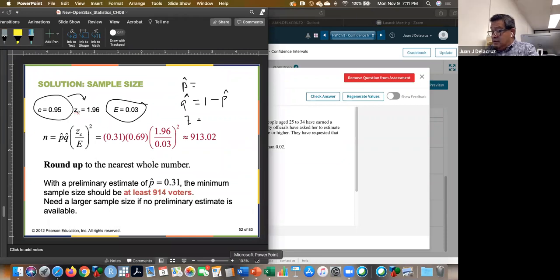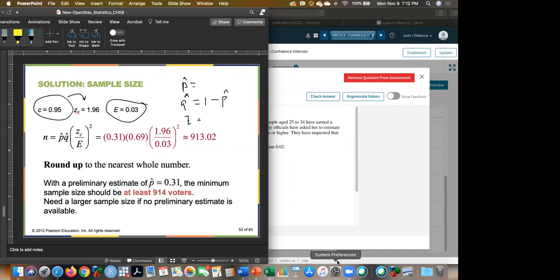Times, open parentheses, 1.96 divided by 0.03, and that is squared. This is to the power of 2. So I got the answer, Professor.